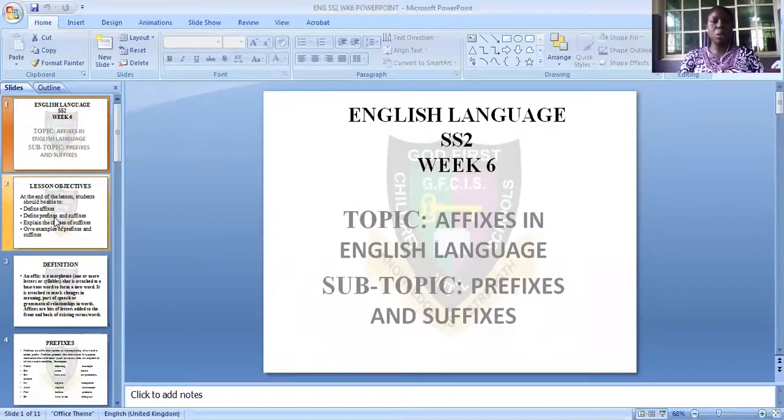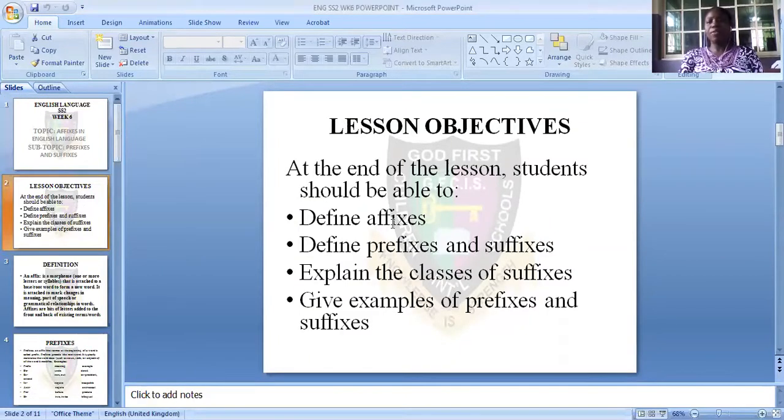Let's look at our lesson objectives. At the end of the lesson, students should be able to: one, define affixes. We usually start with our definition. Two, define prefixes and suffixes. Three, explain the classes of suffixes. We are going to look at some categories of suffixes in English language, so you should be able to explain these categories at the end of the lesson. Four, give examples of prefixes and suffixes in English language.